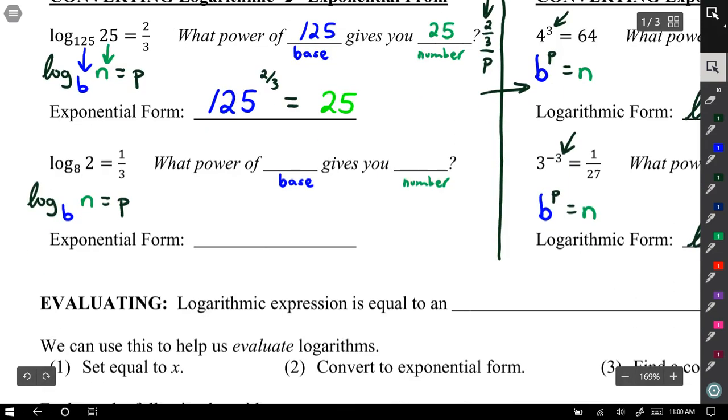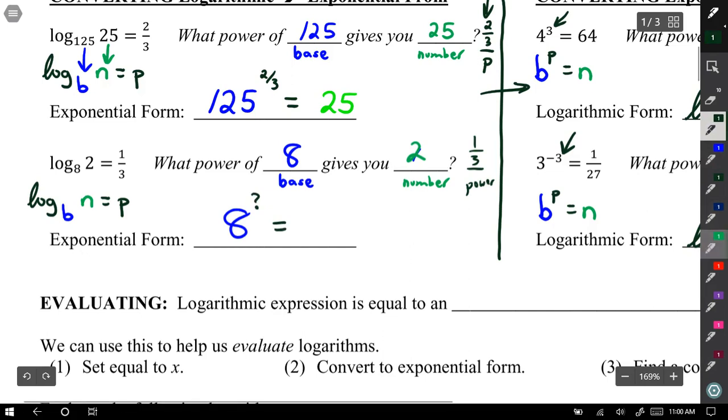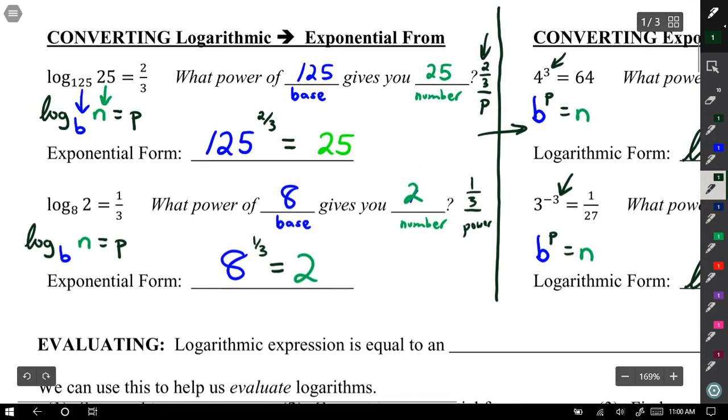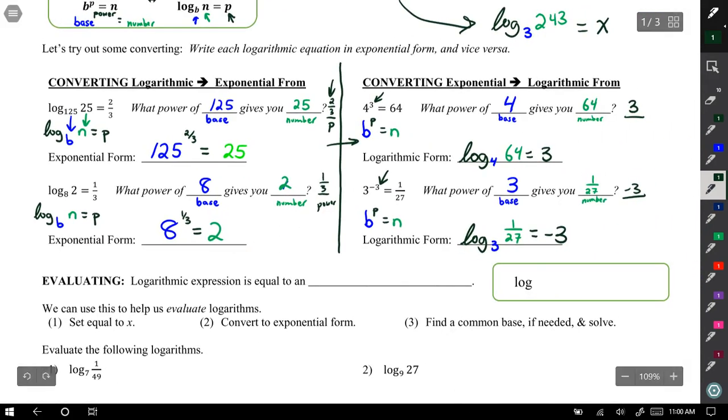So next one. Log, what power of 8 gives me 2? And so we're going to go that way. What power of 8 gives me 2? It tells me that power is 1/3. That's your power. So 8 to some power gives you 2, but we're told that the power is 1/3. That's converting between logarithmic and exponential.